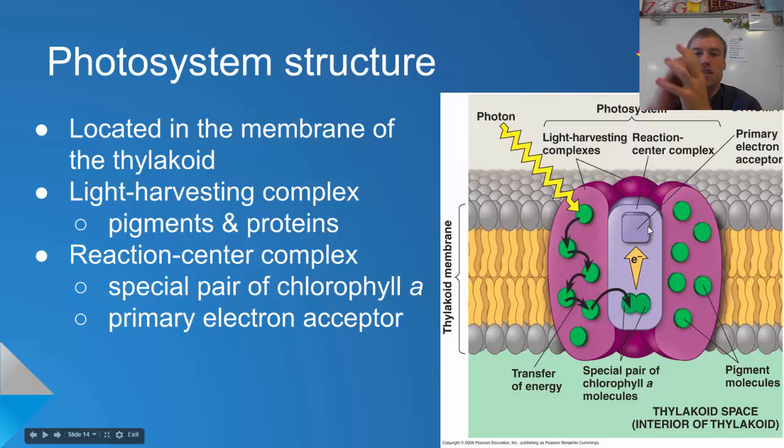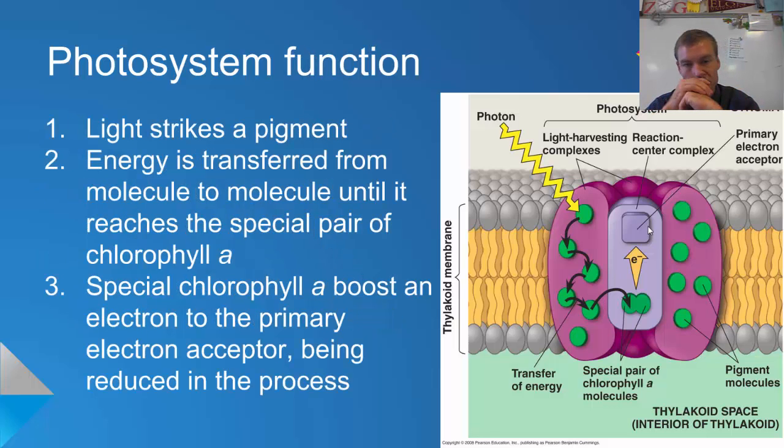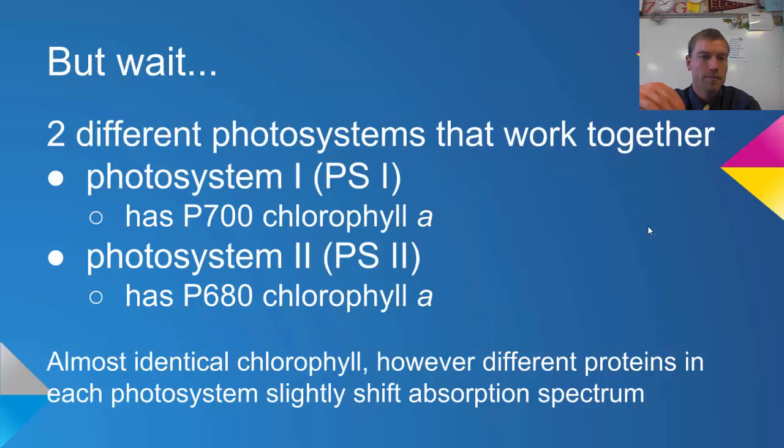All right. So basically, what we're doing is we've got our photon. It's hitting a chlorophyll. It's bouncing it around. The energy is being transferred, not the photon itself, but the energy from the photon is transferred from one chlorophyll to the next. Reaches our special pair of chlorophyll A molecules, which boost an electron up to the primary electron acceptor, and that's the whole job of the photosystem, which is what we just talked about.